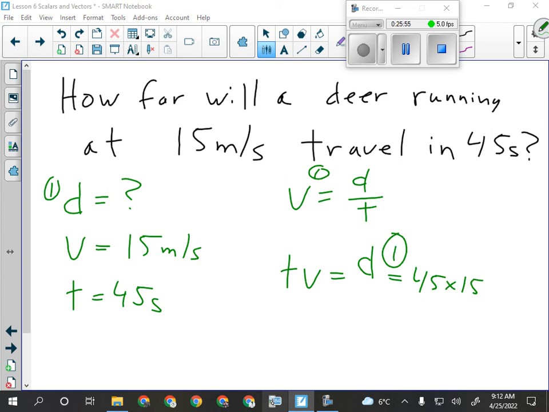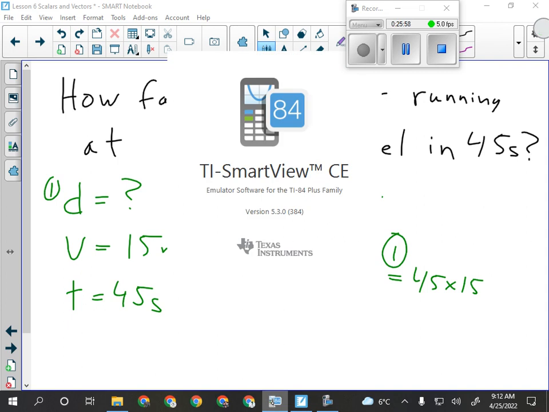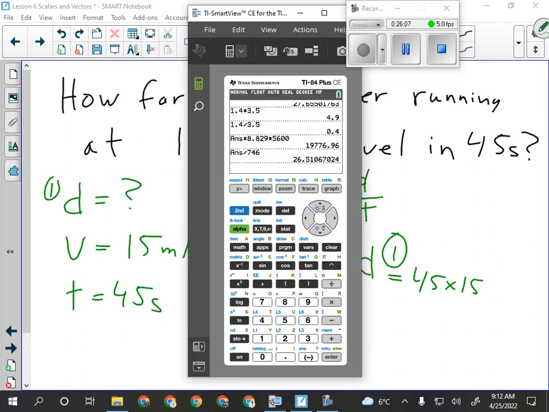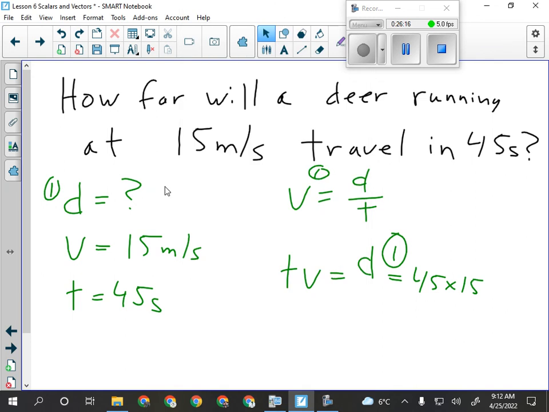We go 45 times 15. What are we looking at? I'm not doing that in my head. 450. Okay, 675. 675 what? Meters per second measures how fast I'm going. I'm solving for how far.